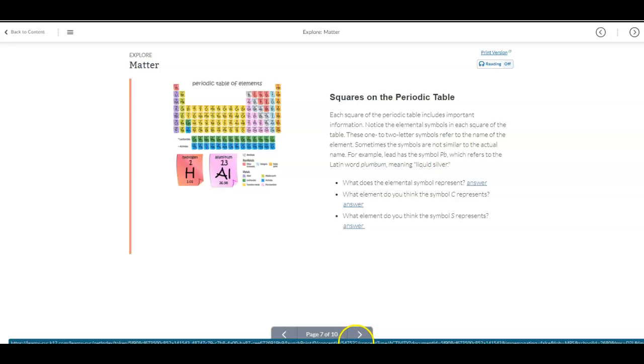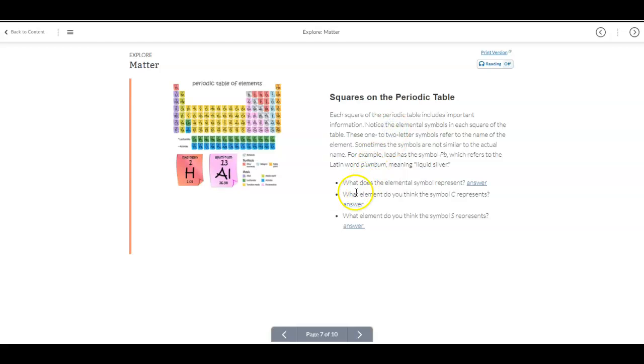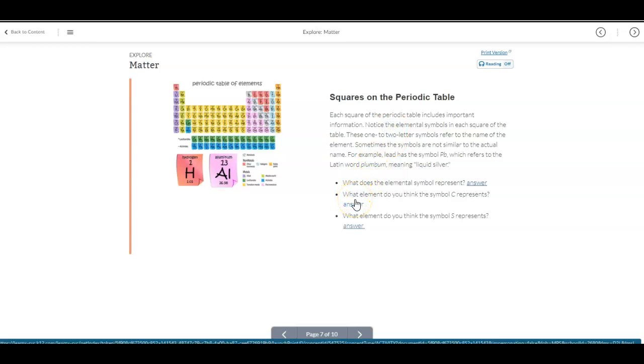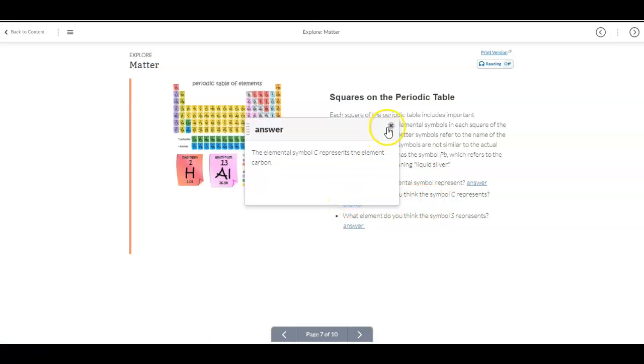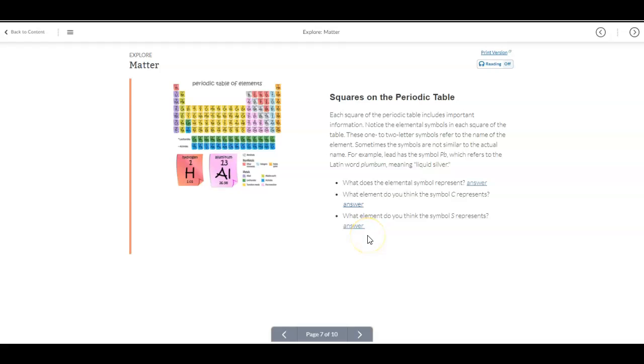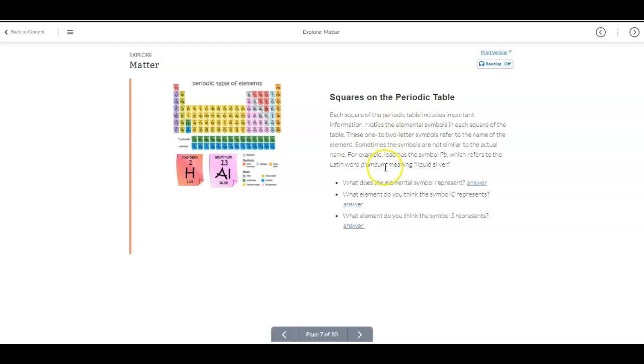So what does each element symbol represent? It's an abbreviation that represents a specific element. What element do you think the symbol C represents? The answer is carbon. And what element do you think the symbol S represents? The answer is sulfur. And you'll go more into the periodic table later in the unit.